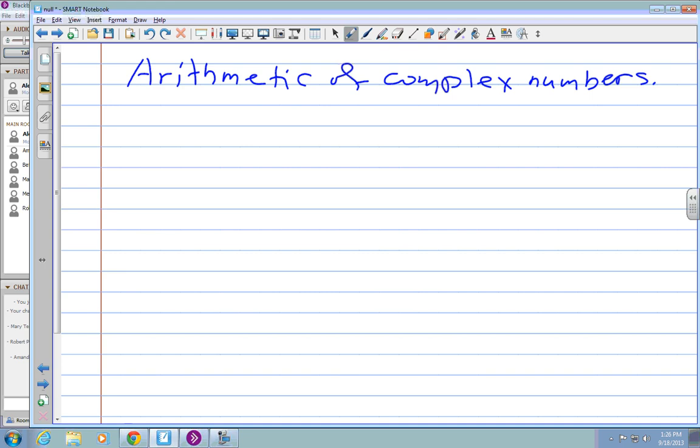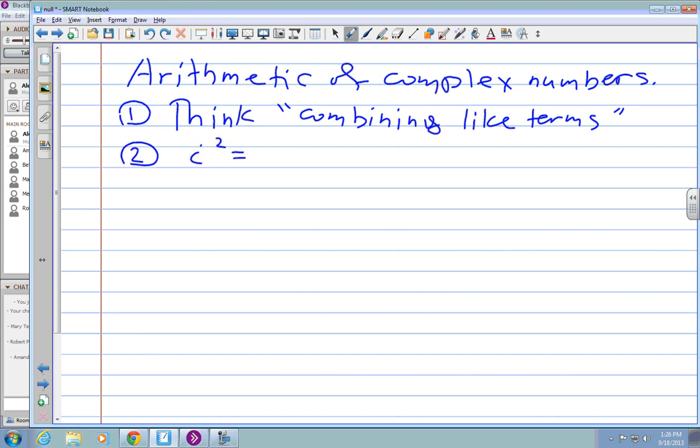So, when you add, subtract, multiply complex numbers, you have to think of combining like terms, because the process is really the same. And two, keep in mind that i squared does equal negative 1. Because a lot of times when you start multiplying complex numbers, the i squared will show up. You can always replace i squared with a negative 1. When you deal with complex numbers, you really don't want to see any powers of i. i should always be to the power 1. We will learn how to get rid of the powers of i. There is a little trick.